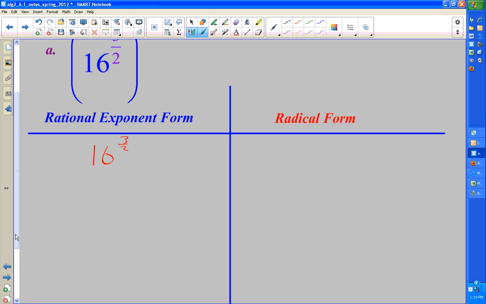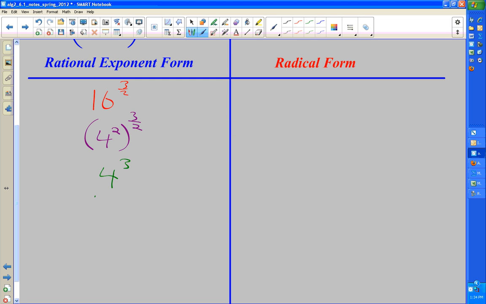If we rewrote the 16 as 4 squared, we can then apply our properties of exponents. What does 4 squared to the 3/2 become? 4 to the 3rd. And what's 4 to the 3rd? So we didn't have to switch this to radical form, although, as you're going to see in a minute, you could have. Does everybody follow what we did here?